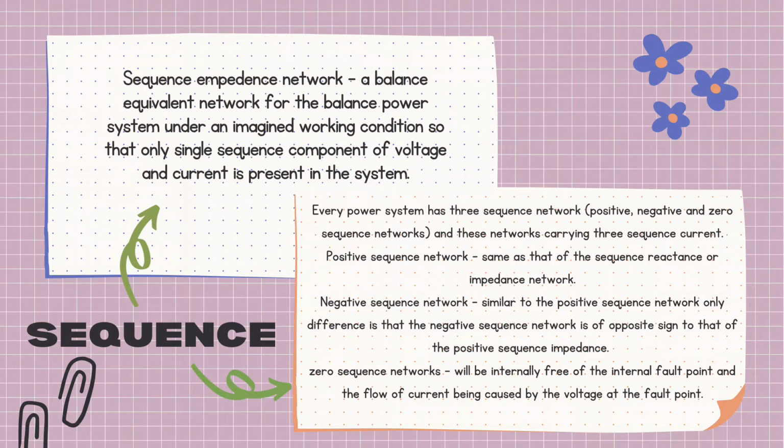The negative sequence network is similar to the positive sequence network, but the only difference is that a negative sequence network is of opposite sign to that of the positive sequence impedance. Lastly, the zero sequence network will be internally free of the internal fault point and the flow of current is caused by the voltage at the fault point.